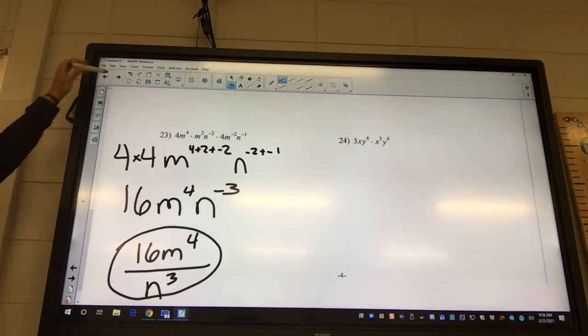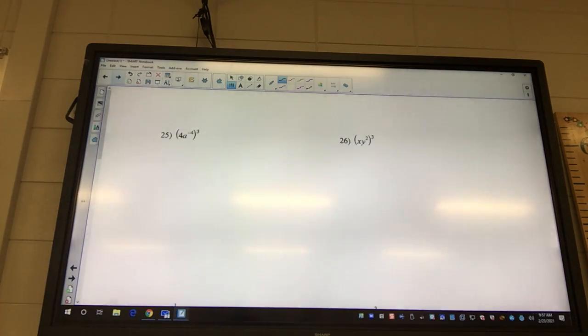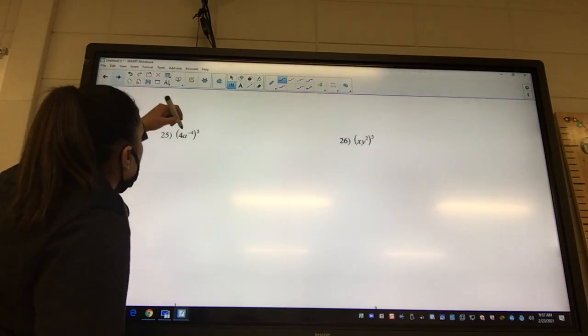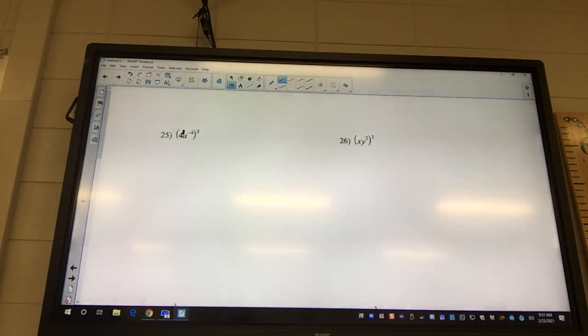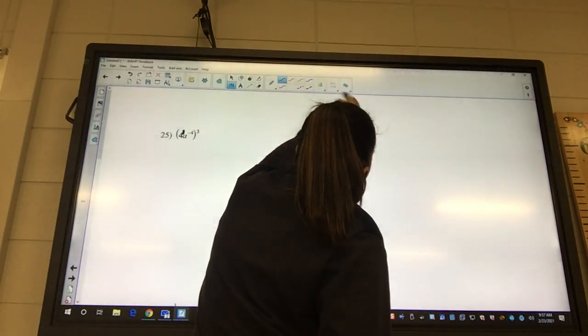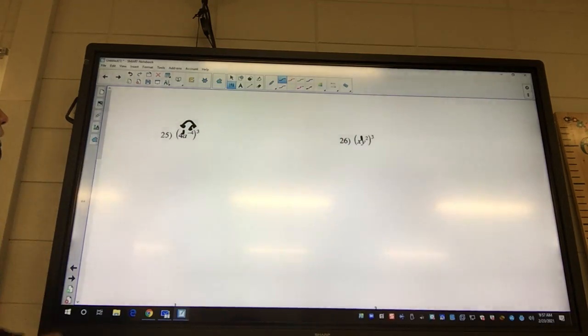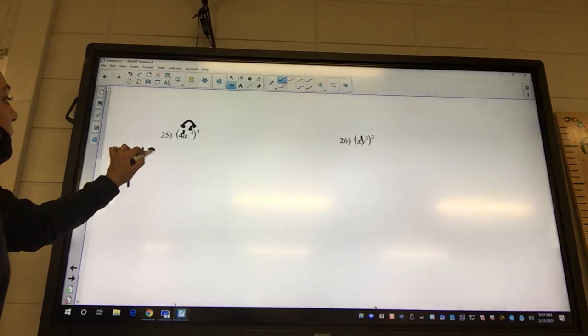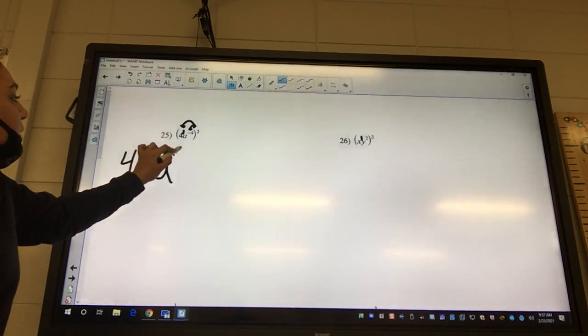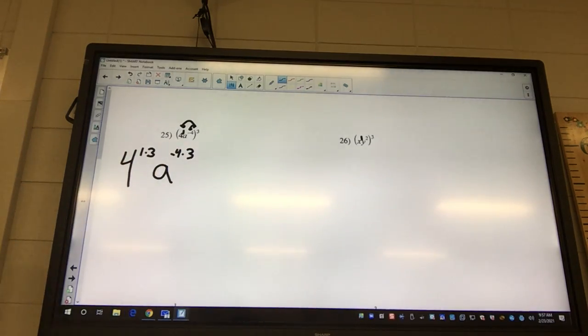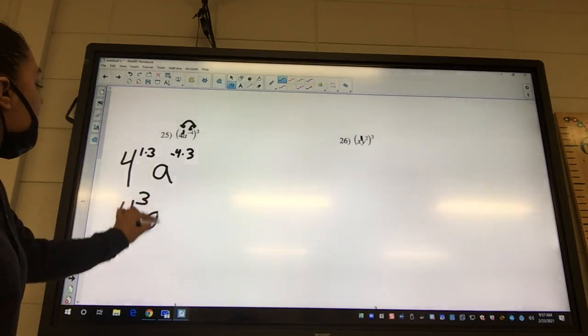Good? Yeah. 25. What do you need to fill in? A 1. Where? Right by this 4. Okay, where can you fill in a 1 on 26? Yeah, for the x. Okay, so this needs to go to each little number in here. So you're going to have 4 to the 1 times 3, a to the negative 4 times 3. Okay, so you're going to have 4 to the 3rd, a to the negative 12.